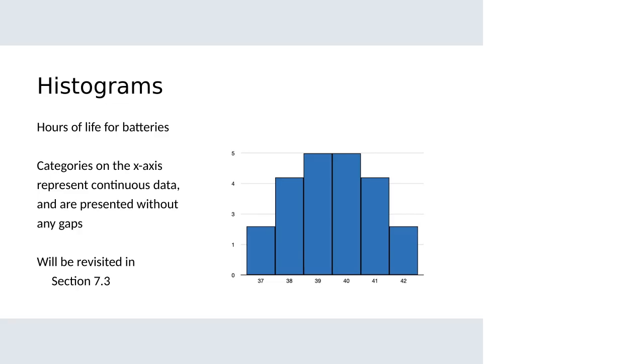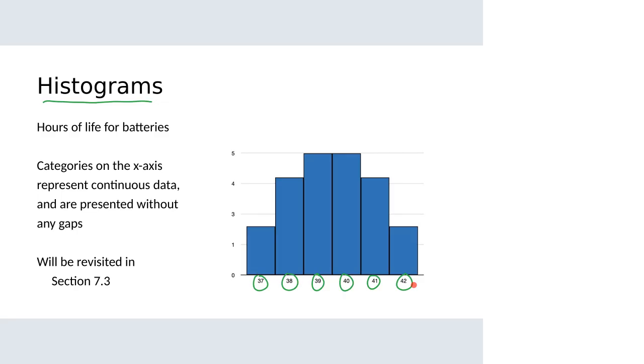A special type of bar graph is known as a histogram. So you can see from looking over here that we definitely have a bar graph. This is a special type of bar graph. It has some rules that go with it. And this one over here, it doesn't have to be, but it could be batteries were tested and we wanted to see how many hours they live. And so we have 37, 38, 39, 40, 41, 42. That's how many hours the batteries live.